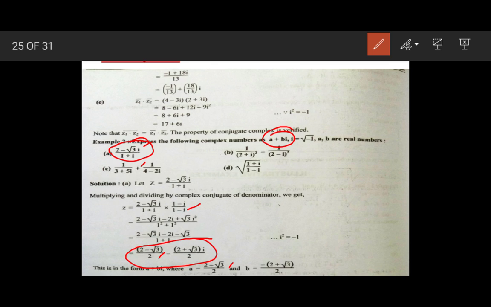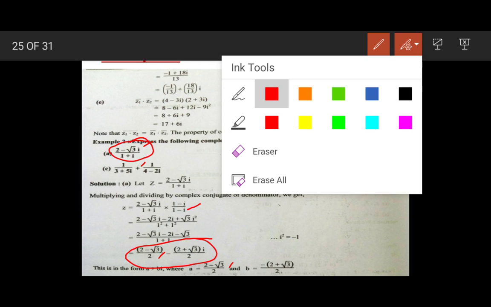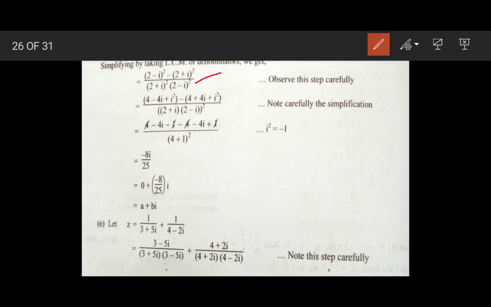Then part B is 1 upon 2 plus i whole square, minus 1 upon 2 minus i whole square, and this we have to write in a plus bi form. For that we first have to solve this. Here z is 1 upon 2 plus i whole square minus 1 upon 2 minus i whole square. So by simplifying, we do the cross multiplication.